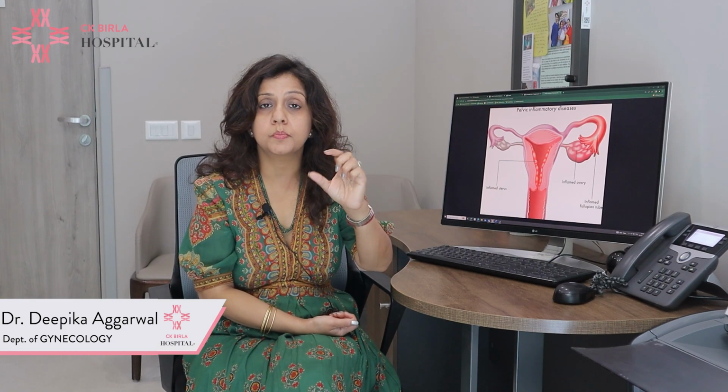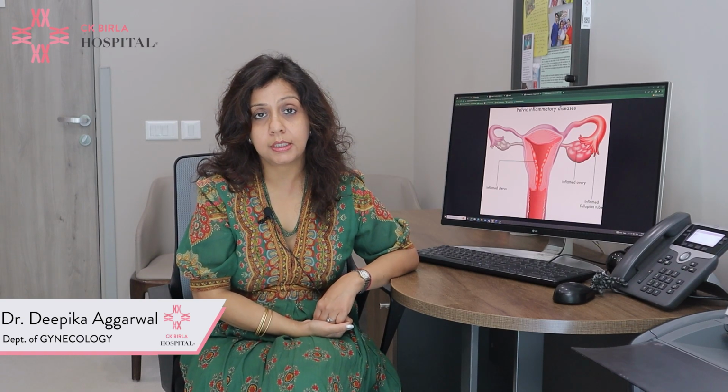Now, how can we diagnose PID? To diagnose PID, first your gynecologist will take your history, and after that will do an internal examination called per speculum examination. It's like a small instrument. We will put it inside your vagina and we will check the color of the discharge, whether it is foul smelling or not, how your cervix is looking, and we would also like to do a vaginal or bimanual examination to feel for the uterus and to check both the sides of the uterus.